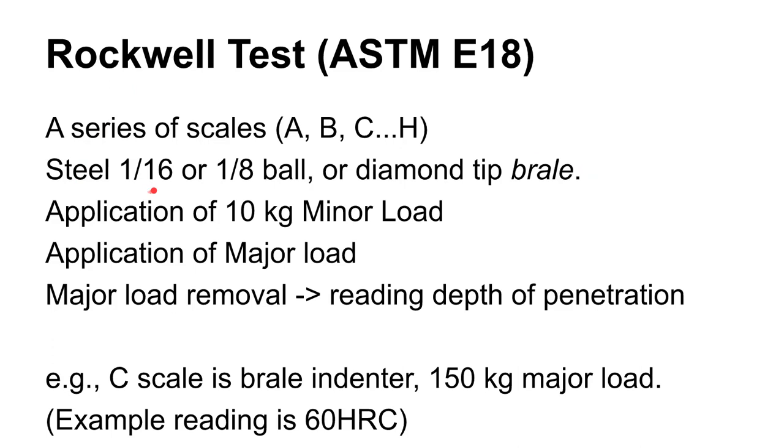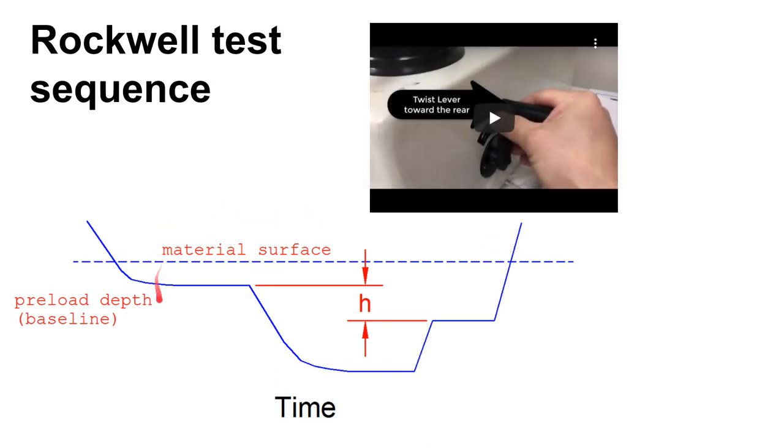So the Rockwell test will use either a little carbide ball, a 1/16 inch ball or a 1/8 inch ball, or a diamond tip Brale. The C scale uses the diamond tip Brale. Then there is a minor load applied, and then depending on the test itself, a major load. All right, so let me just drop down here. So this is how this test looks across time.